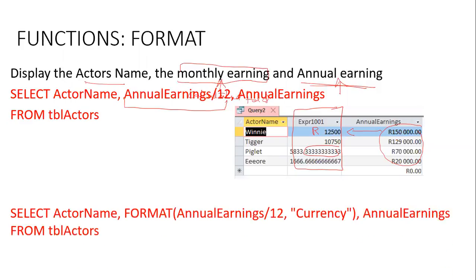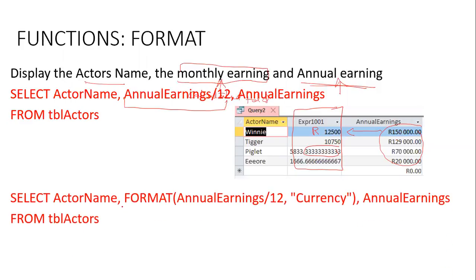To do something like that, we make use of the format function. So to use format, it has two parameters. The first parameter is the value that you are formatting. In this case, I'm formatting a calculation. So this is my calculation that is being formatted. It could be a variable that could also exist. However, I'm choosing to format a calculation.